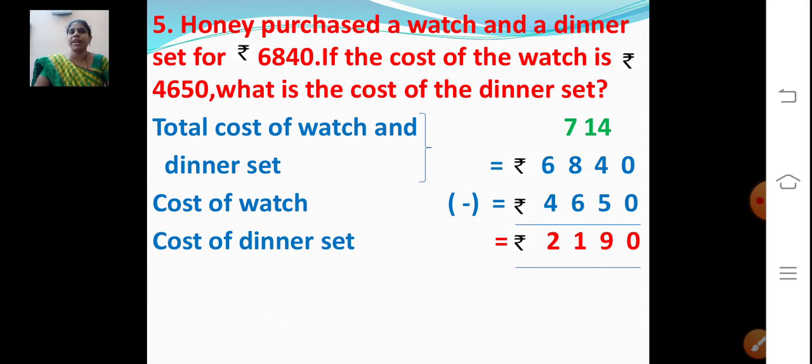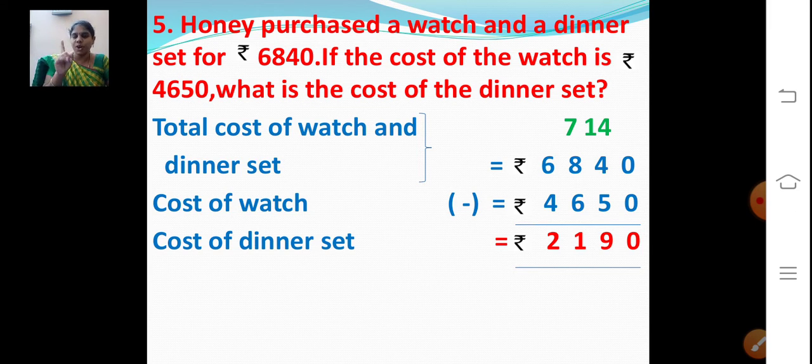I'll read out the question one more time. Honey purchased a watch and a dinner set for rupees 6,840. Honey went to purchase some items. She purchased a watch and a dinner set, both together at the cost of 6,840. We know the total sum of watch and the dinner set, 6,840. If the cost of the watch is given, what is the cost of the watch?